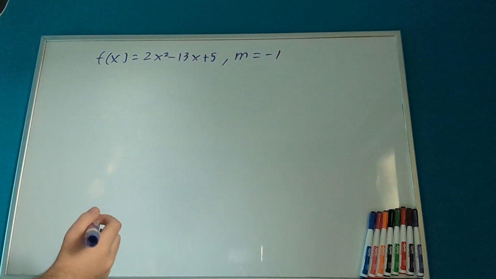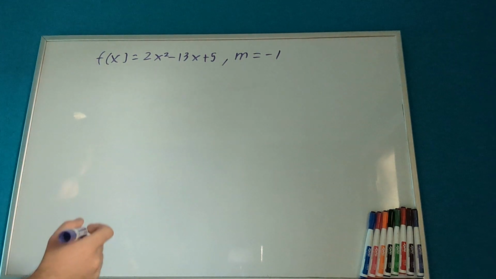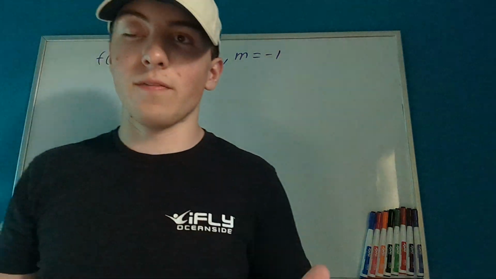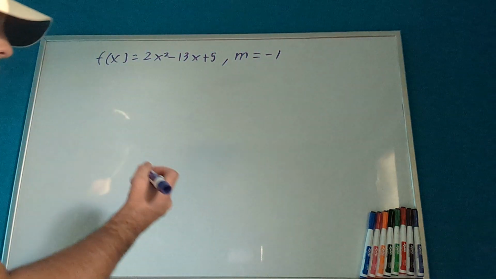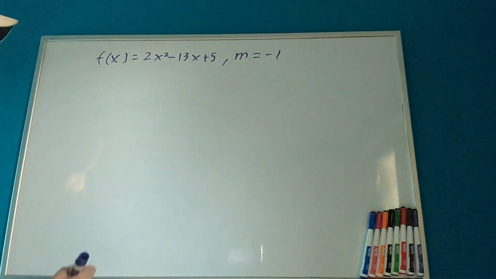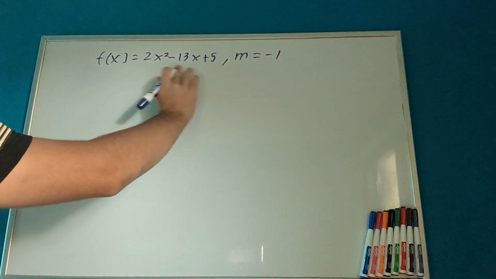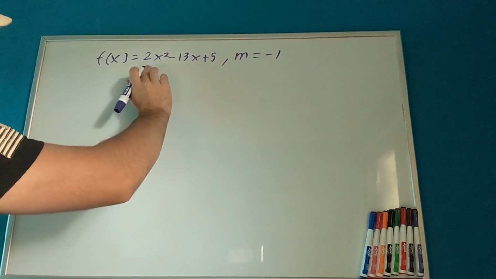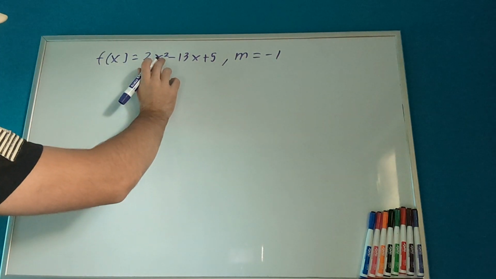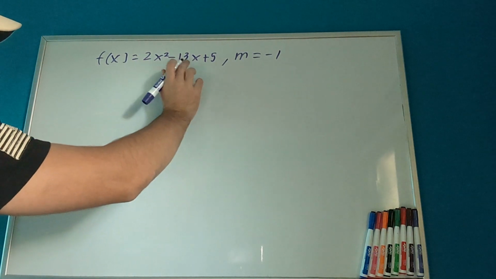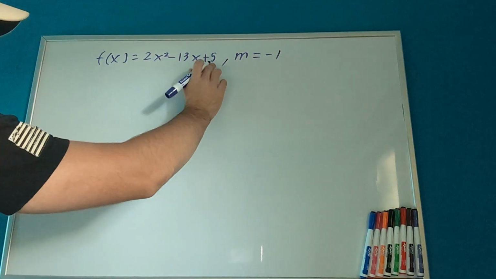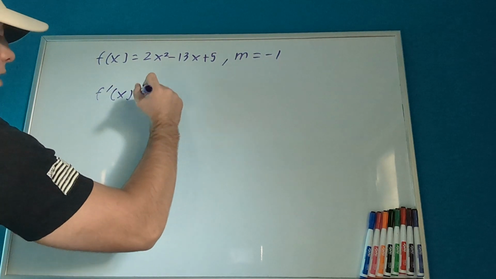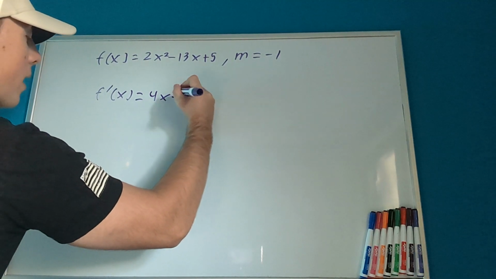If we do in fact have a point where the slope value is given to us, we want to solve for the equation of that line and solve for the point. So the first step is taking the derivative of this function. We can just apply the power rule. This will be 4x, because we bring down the 2 and subtract 1. This will be 13, and then this will go away. So f prime of x equals 4x minus 13.